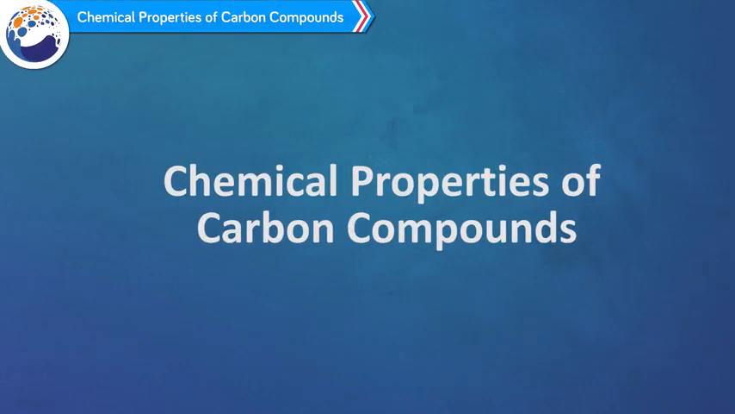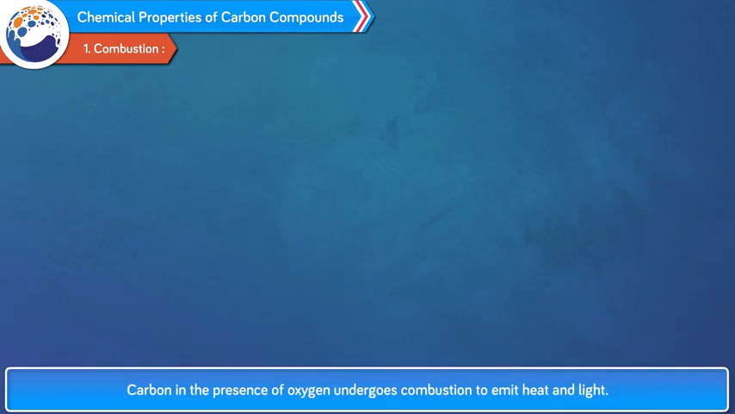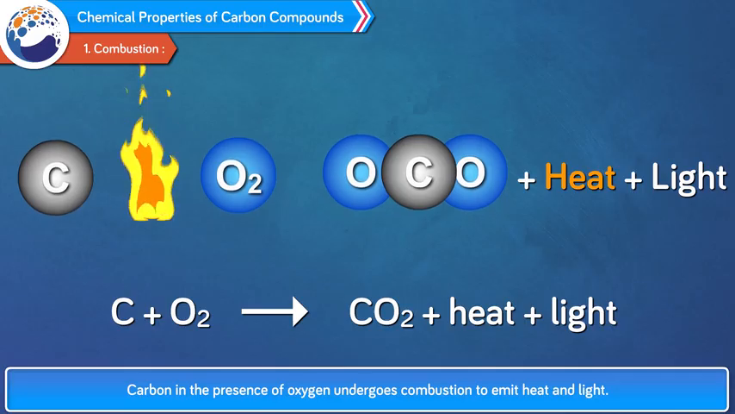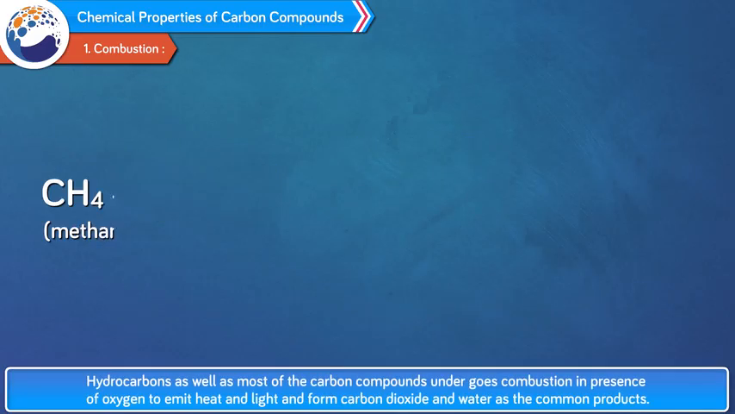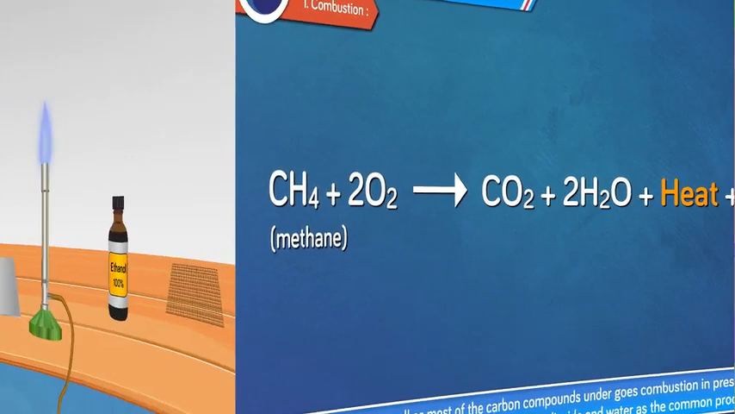Chemical properties of carbon compounds. 1. Combustion. Carbon in the presence of oxygen undergoes combustion to emit heat and light. Hydrocarbons as well as most of the carbon compounds undergo combustion in the presence of oxygen to emit heat and light and form carbon dioxide and water as the common products.